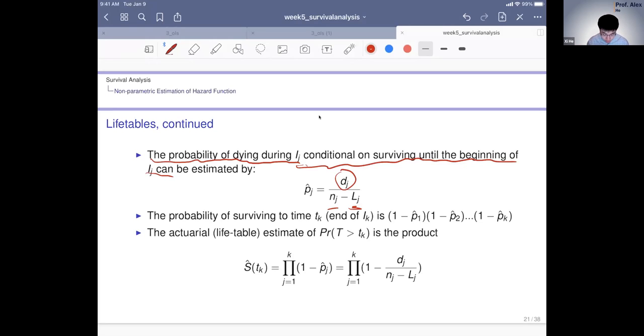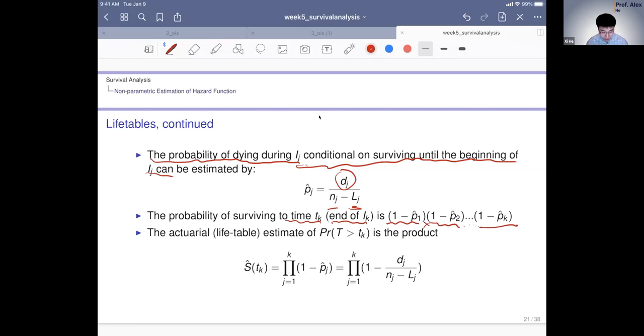And then you can just multiply that over time from the first interval to the kth interval, okay? So for example, if you want to know the probability of surviving to time tk, and this tk is the end of the kth interval, then the probability of you surviving until the end of the first interval is one minus p1, right? And then conditional on that, the probability you survive until the end of the second interval is one minus p2. So you multiply that, and that would be the total probability of you surviving until the end of interval two. And if you want to know the probability you survive until the end of interval three, you just multiply that by one minus p3, et cetera. So you can multiply all the way until one minus pk.